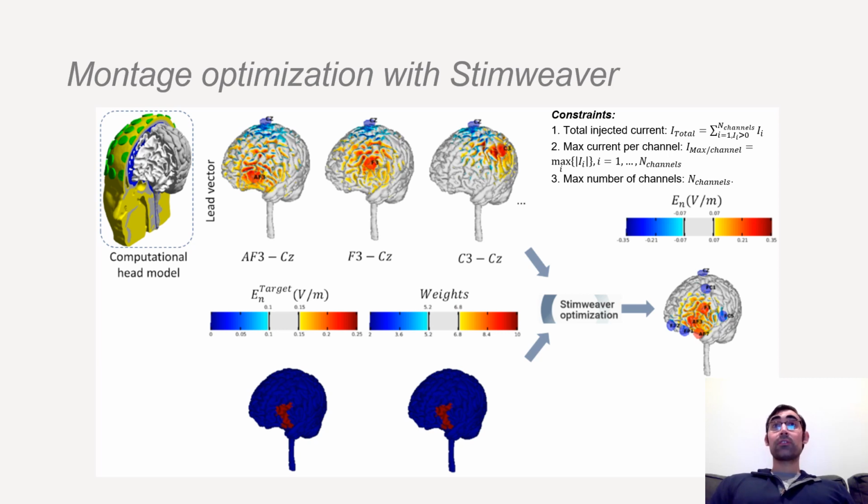Another important parameter that we require is a map of weights, which indicate how strongly the algorithm will enforce the condition imposed in any given area. Weights are scalars between 2 and 10, and for the target area, we set a maximum value of 10. The algorithm then determines the montage that minimizes the least squares difference between the weighted target map and the weighted electric field induced by the montage. The montage is constrained by the total injected current, which we set to 2 milliamps in this case, the maximum current per channel, 1 milliamp, and maximum number of channels.